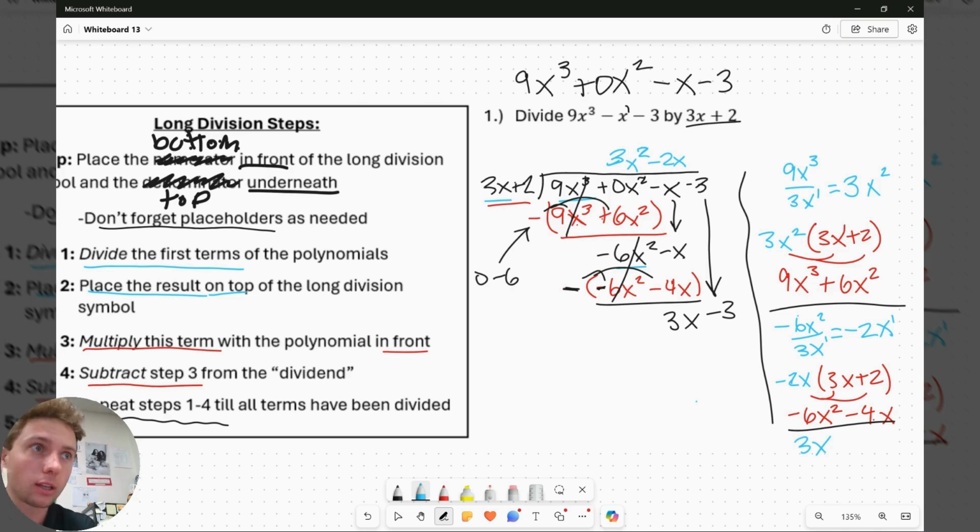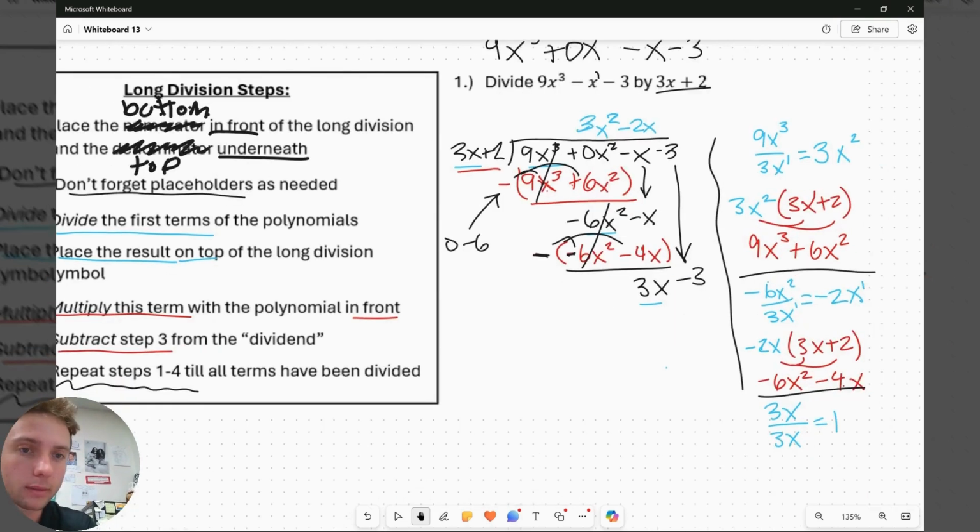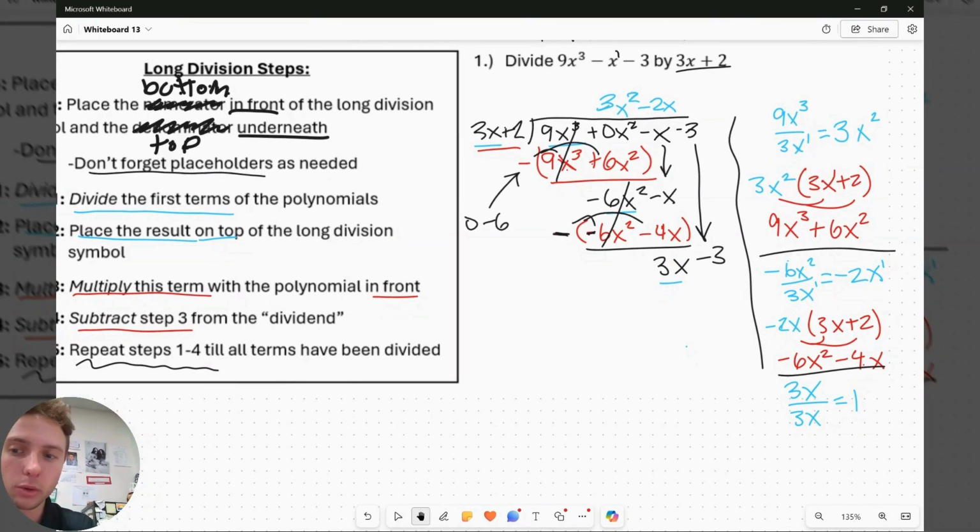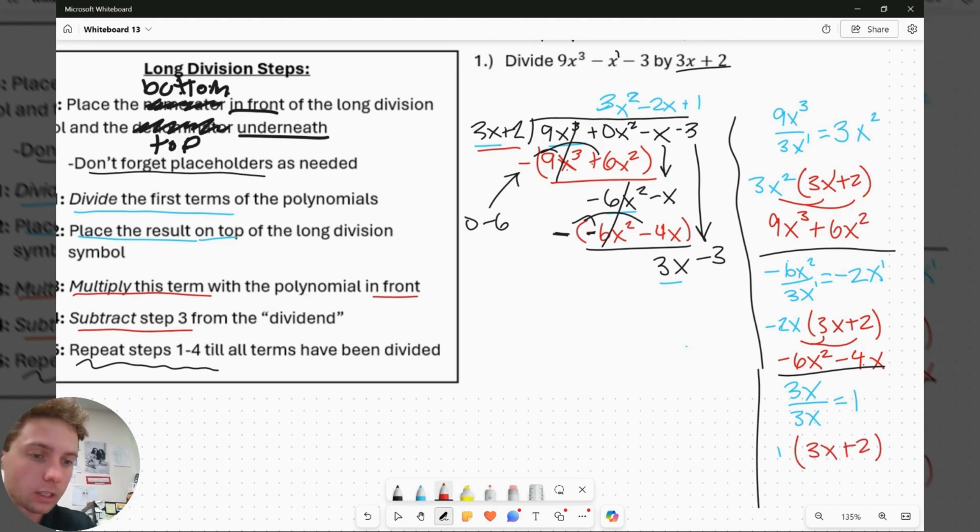Go through your division. 3x now divides whatever is out front, which is also 3x. Those divide to now give us a value of 1. Once we do our division, we place that value on top. We said plus 1 on top, a positive 1 value. Once we have that value of 1, we now multiply. So I now take the 1 and I multiply it with what's out front, the 3x plus 2. You're just multiplying by 1. That won't change it. Multiplying by 1 leaves your values the same.